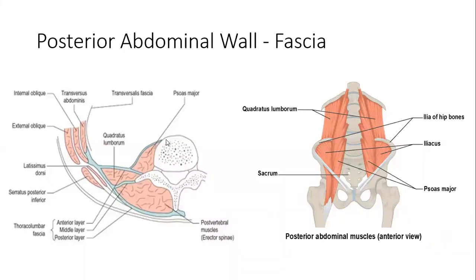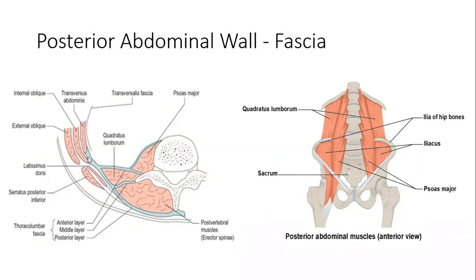So medially, the psoas fascia is attached to the body of the lumbar vertebra, whereas the posterior layer of the thoracolumbar fascia is attached over the spinous processes of the lumbar vertebrae. So the posterior layer of the thoracolumbar fascia extends between the 12th rib and the iliac crest posteriorly. Laterally, this fascia meets the internal oblique and transversus abdominis muscles, but not the external oblique.